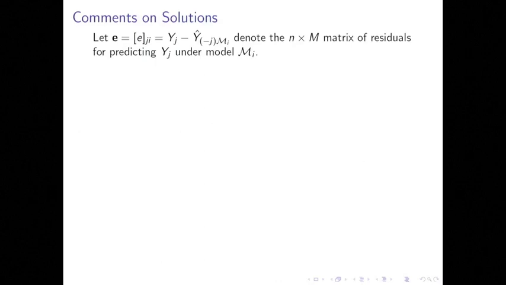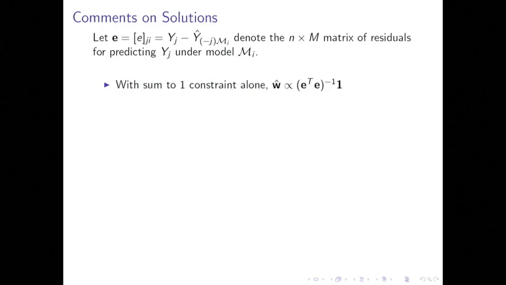Okay, so comments on the solutions. In nice problems, you can actually work things out analytically. With the sum to 1 constraint, if this E here is a matrix of residuals, so we have the different models predicting each of the left-out observations, then the weights are going to be proportional to, if we take E transpose E and look at the inverse of that, and now we force them to sum to 1.